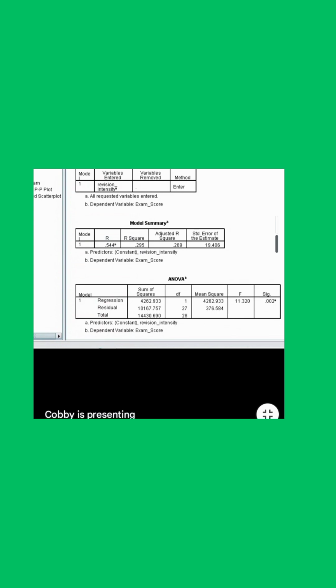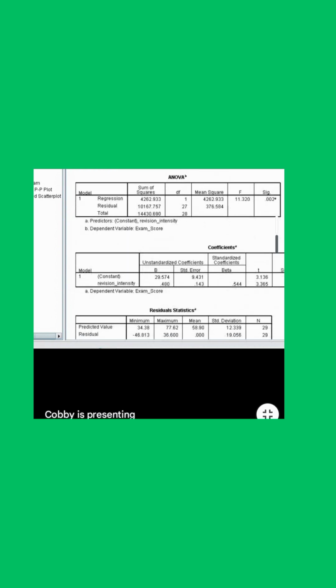Then you go to the ANOVA table. The ANOVA table tells you if the model that we have used is significant. So you look at the p-value. If the p-value is less than 0.05, then the model is significant. So look at this, the p-value is 0.02, which means that our model is significant.